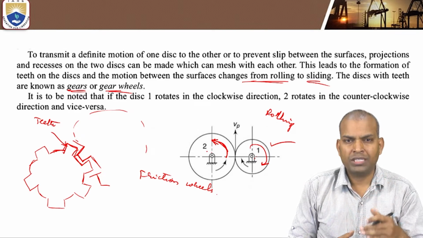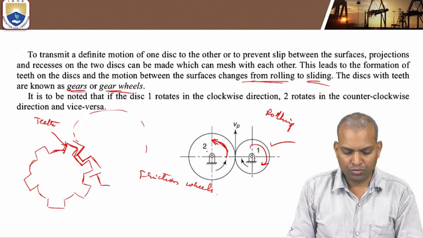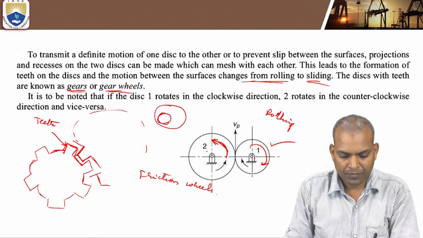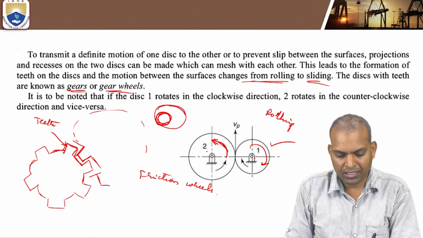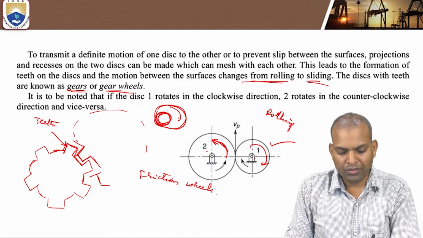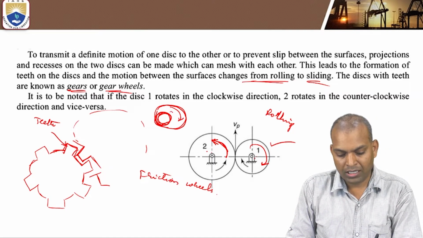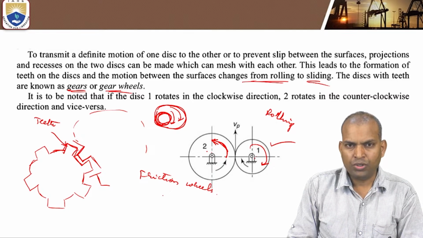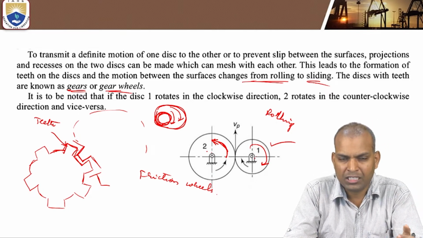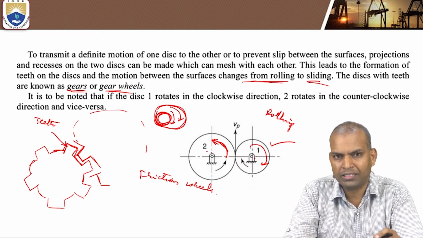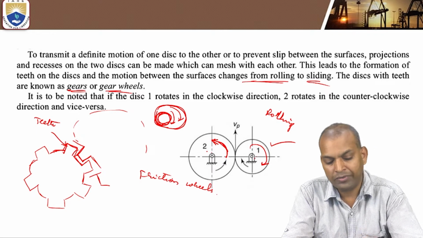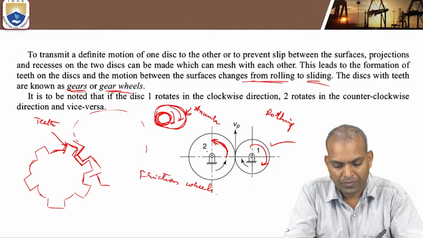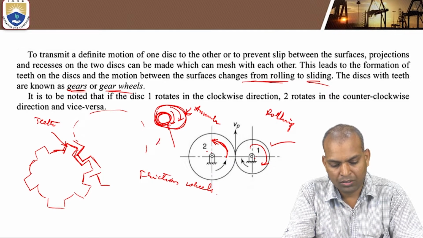If the same direction of motion is required, then what to do? We have to connect from one wheel to another wheel internally. That is called annulus, internal contact. Whatever the outer wheel rotates, the inner wheel also rotates. That is the inner contact. So to transmit motion in the same direction, we have to contact the wheels internally. That outer wheel is called the annular wheel, annulus. The internal wheel is the small wheel, that is called the pinion.